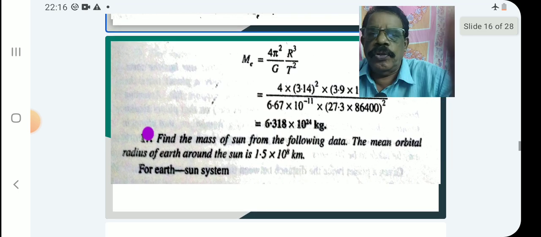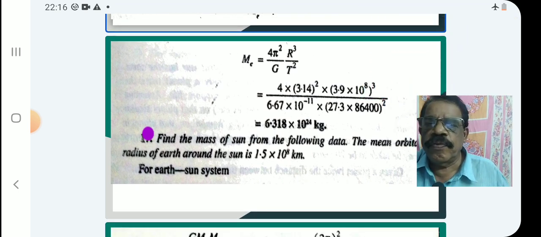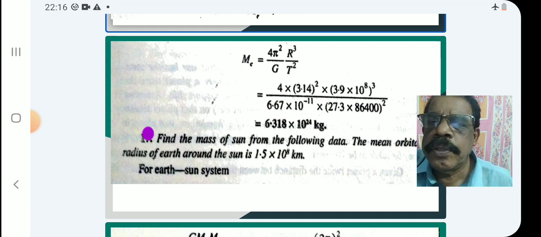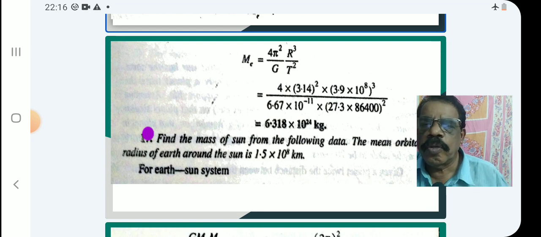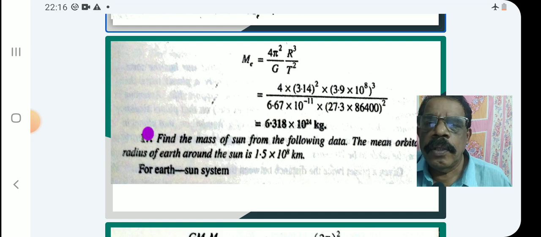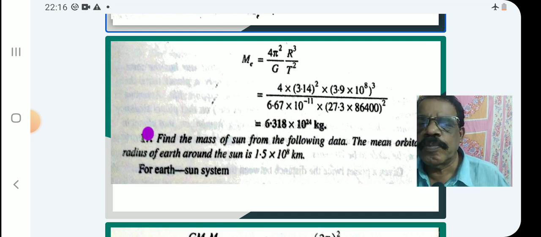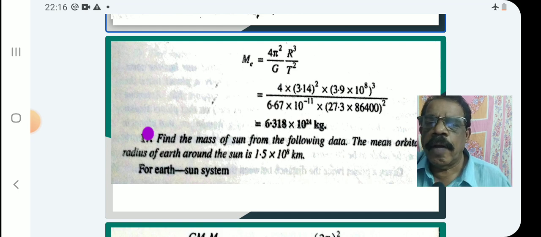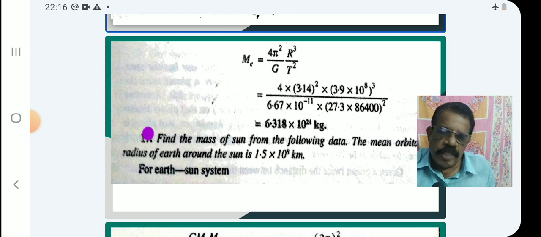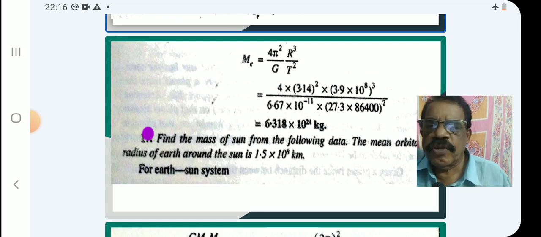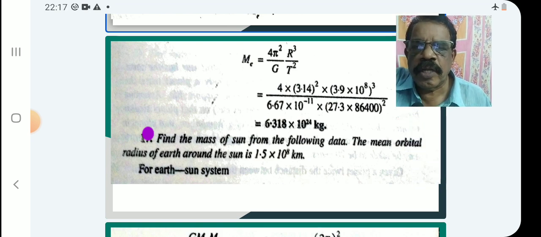That is equal to 4π² by G into R cubed by T square. So you substitute the values, we get 6.318 into 10²⁴ kilogram. You remember the mass of Earth we take as 6.4 into 10²⁴ kilogram, and here it is 6.318.